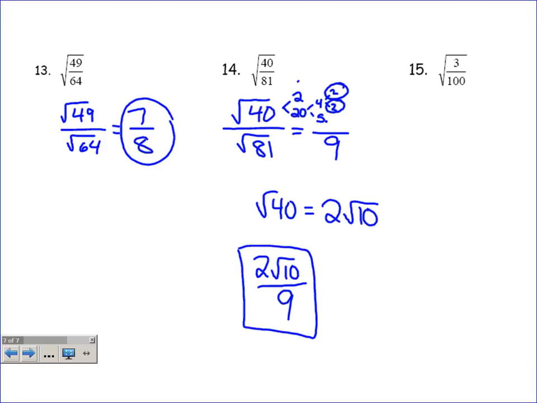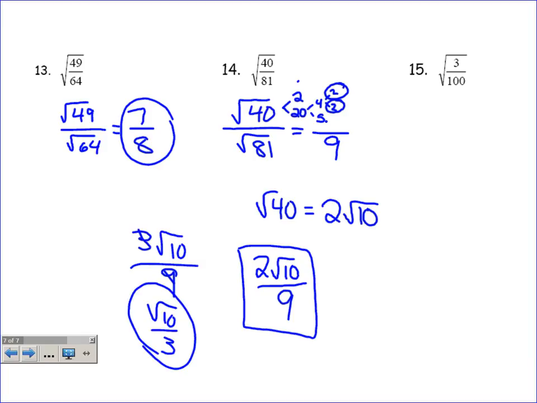Now, if the 2 on the outside and the 9 were divisible by the same number, I would divide it. But if the 10 and the 9 were divisible by the same number, I cannot divide that, because that's actually the square root of 10. So again, if this was like 3 square root of 10 over 9, 3 and 9 are both divisible by 3, and I just have the square root of 10 over 3. I would have to simplify it down to that. But if I had 2 square root of 90 over 9, I can't do anything about these guys offhand. That does not work, so don't do that.